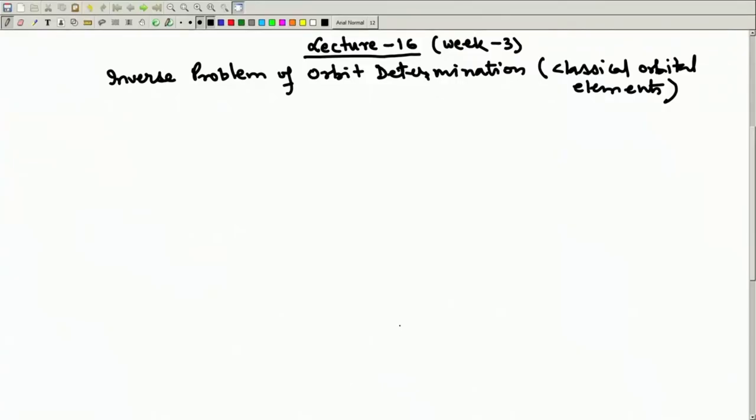Welcome to lecture number 16. So, we have been working with the orbital elements, classical orbital elements. Last time, given the initial position and velocity vector, we derived the orbital parameters. Right now we do the inverse problem, that is, given the orbital parameters, find the velocity and position of the satellite. After that, we will take up some problems.